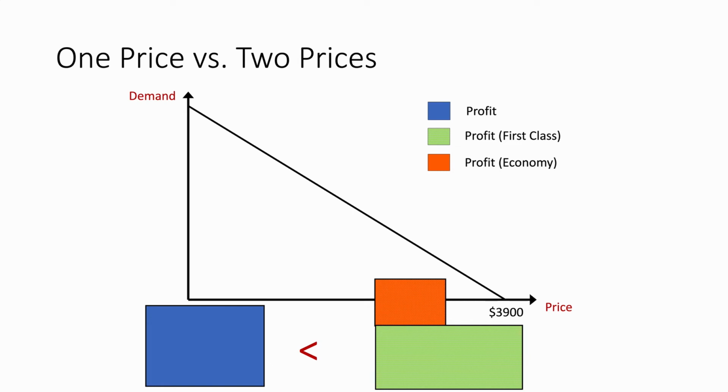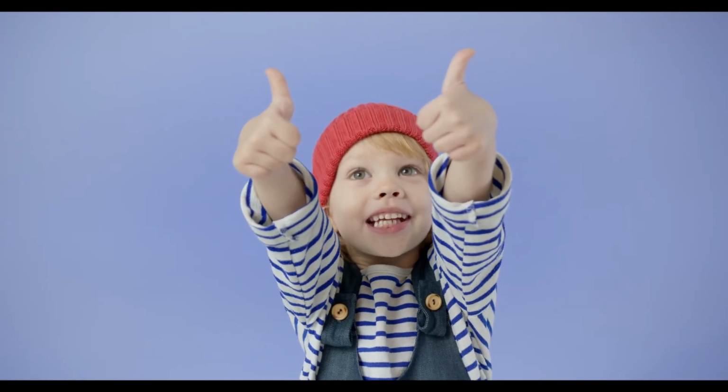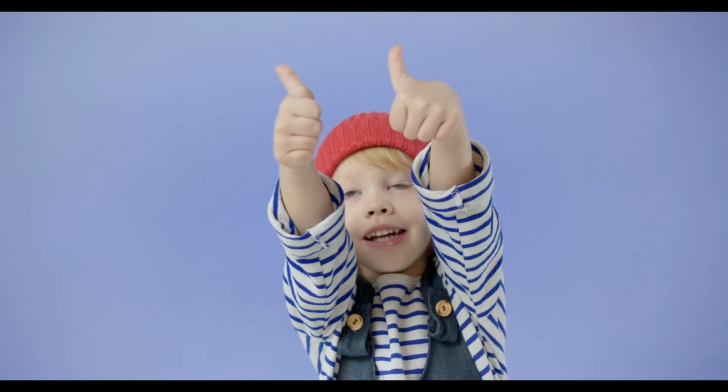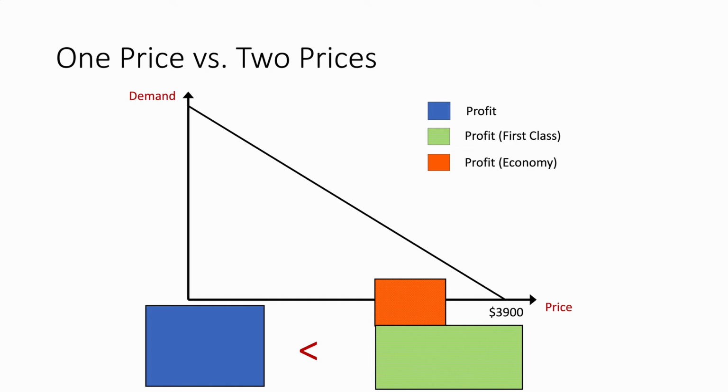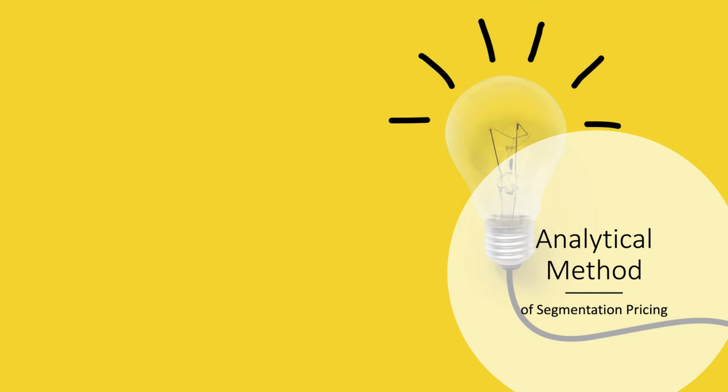If you can segment customers and charge them different prices, the total profit you are going to receive is going to be higher. I hope by now visually I have convinced you that two prices is better. But how much better? This is why I want to introduce the analytical method. This method will help you quantify the level of optimal prices, how to find them, and the level of maximized profit at the optimal prices.